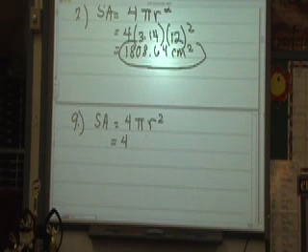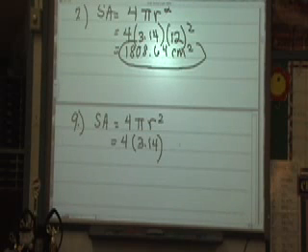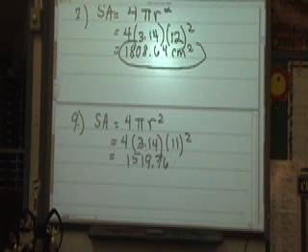What am I going to use for pi? 3.14. And what was the radius again if the diameter is 22? 11. It's always half of it. And square it. Everyone, try it on your calculators. Raise your hand when you get your answer. Robbie? 1,519.76. Unit is centimeters squared.